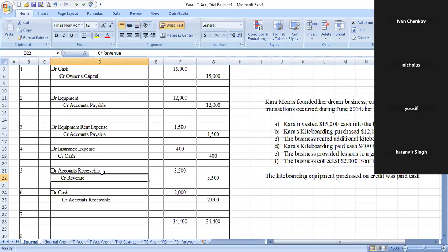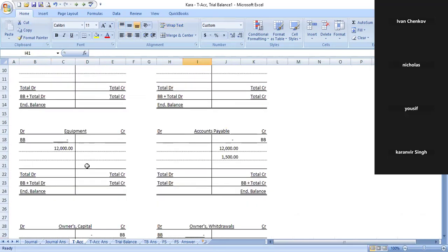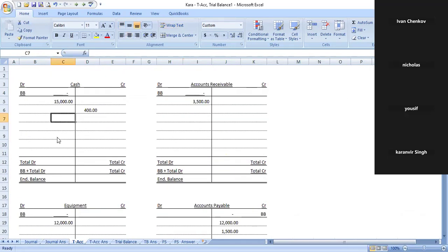And the last transaction was the customer paid us $2,000 from the revenue that they hadn't paid in the first place. So what we have to do is increase our cash with $2,000, and we're going to reduce our accounts receivable with $2,000. And we're done. No more transactions here.